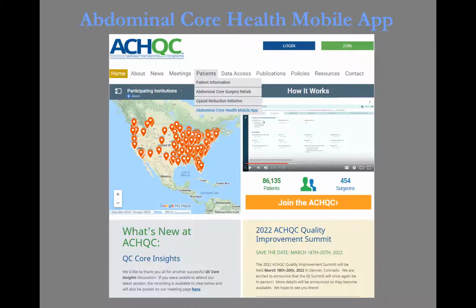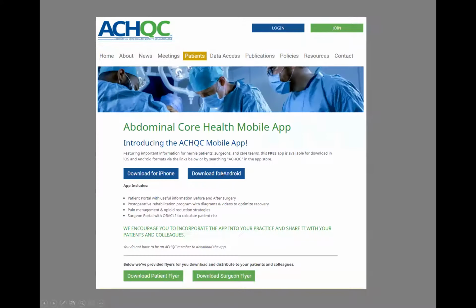And I give this out pretty freely, meaning I give it to all of my patients who are having hernias, because if you have one hernia, an inguinal hernia, you most likely have a pretty weakened abdominal core. So I think anyone who is having hernia surgery should know about this. And this is where you find the Abdominal Core Health mobile app on the ACHQC website.